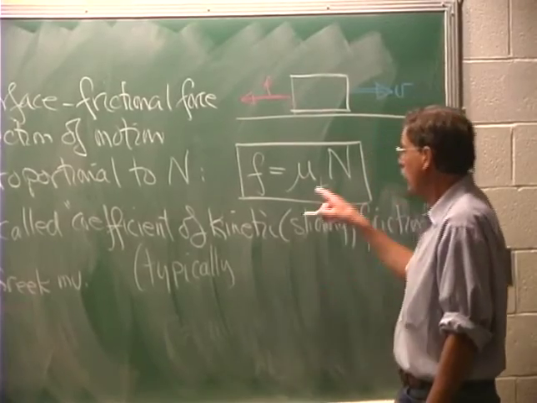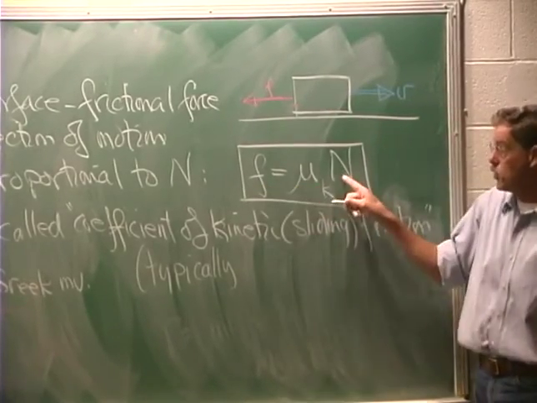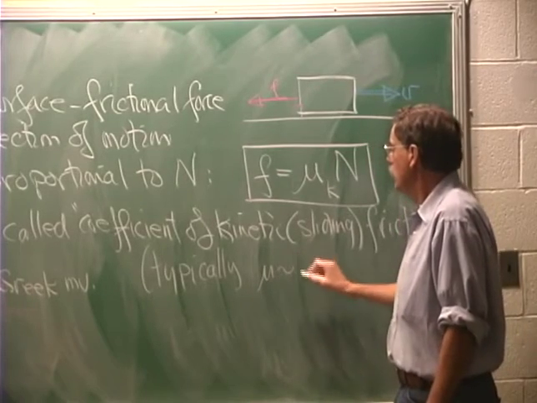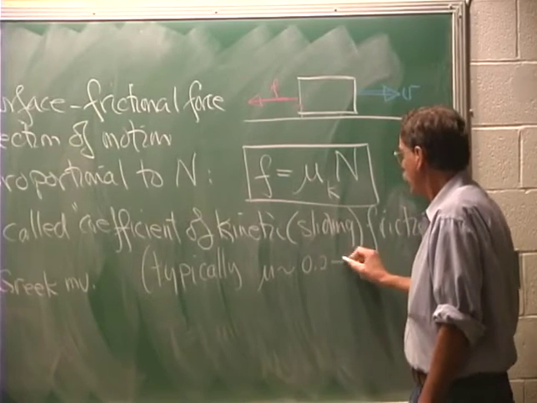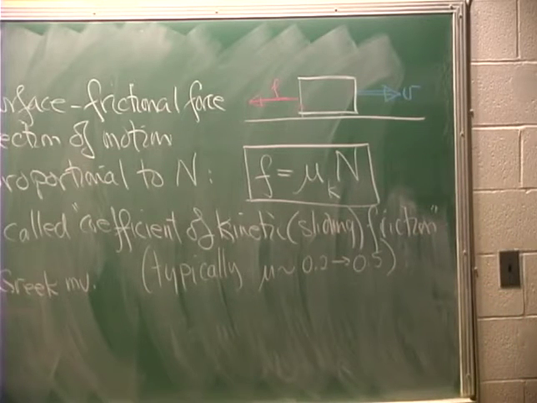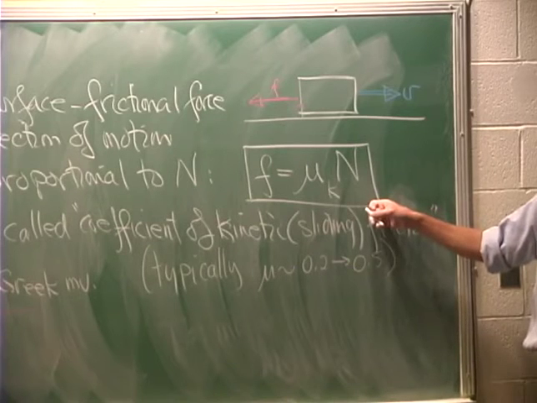Could be, by the way, it's dimensionless because this is a force and this is a force, so it's just a pure number. Mu is on the order of 0.2 up to 0.5 or something like that, but it depends entirely on the surfaces. Folks, this is no fundamental law of physics.